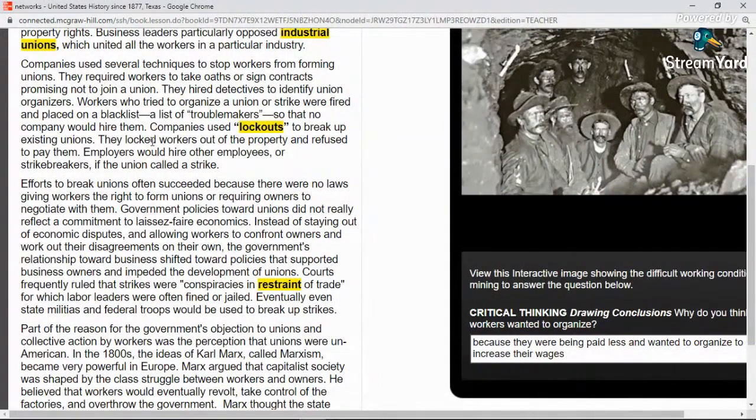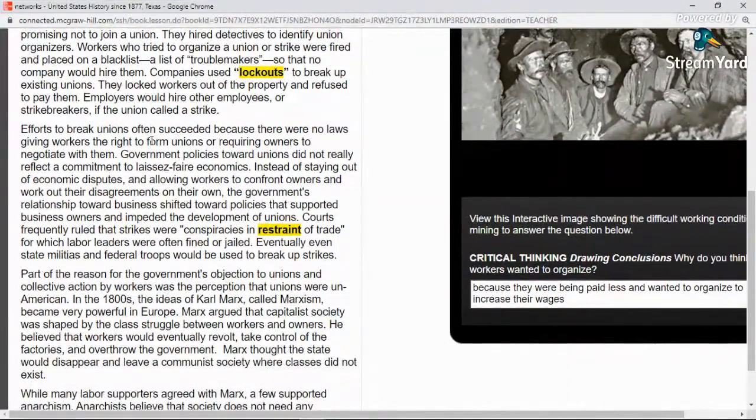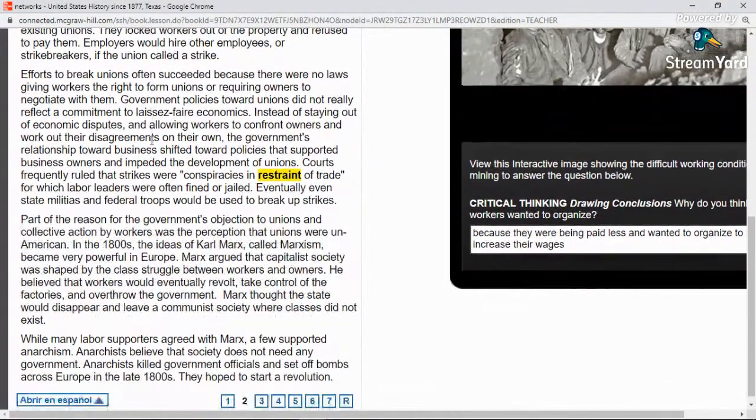When workers tried to organize a strike, they were fired or placed on a blacklist of troublemakers, and companies would put a list with your name on it and spread it to other companies. Also, companies would use lockdowns to break up existing unions. They locked workers out of the property and refused to pay them.